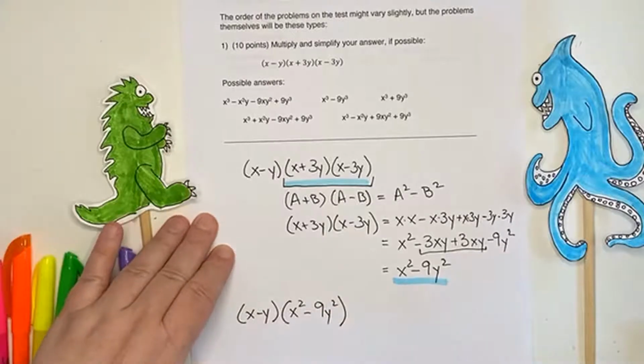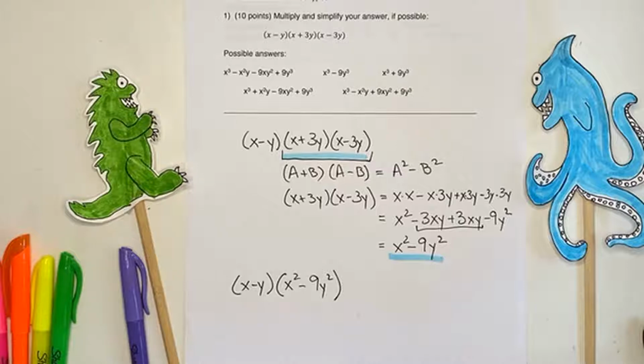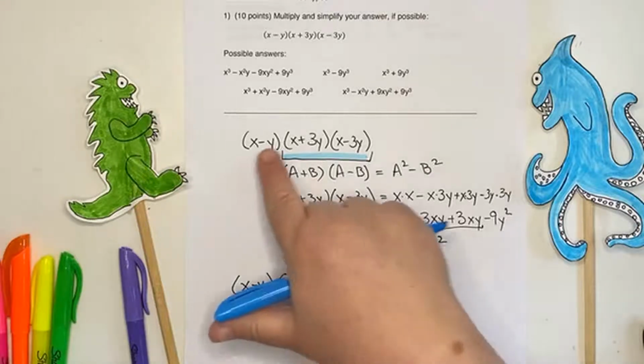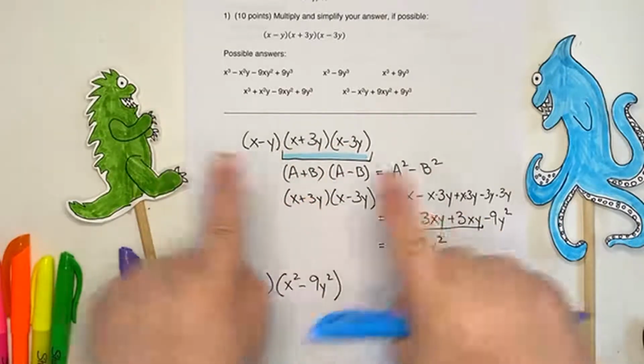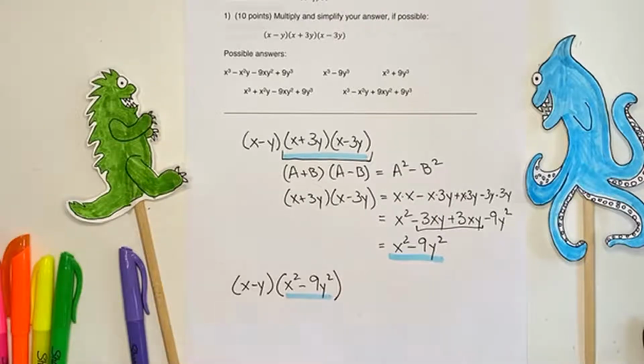Now, will you still get the answer right even if you do it in a different order? Absolutely. We have a property of multiplication. It is called the commutative property, and it says that if you have to multiply three things, it does not matter which order you multiply them in. Okay, so there's our blue piece.